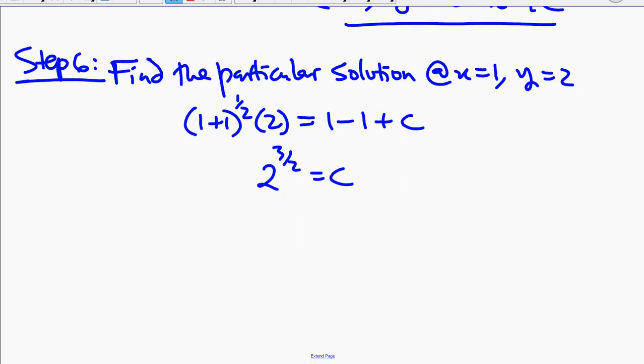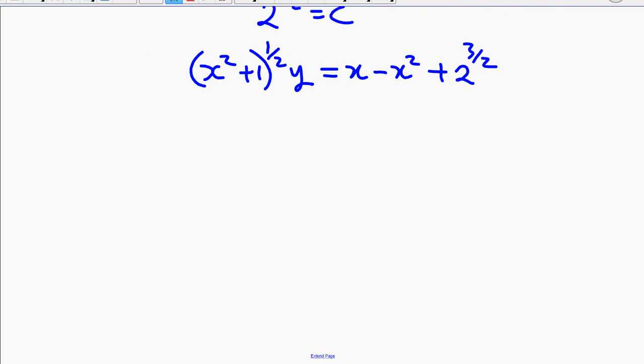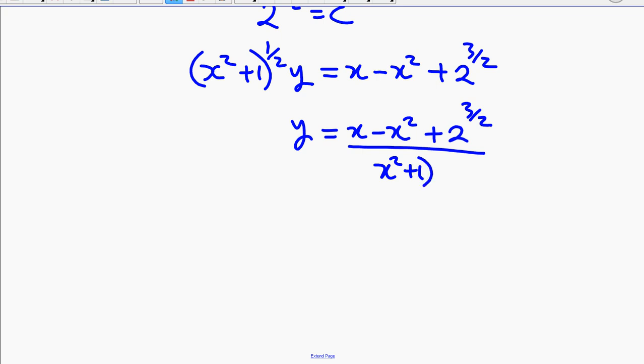So our solution can be written as x squared plus 1 to power a half y is equal to x minus x squared plus 2 to power 3 over 2. Or you can write this as y is equal to x minus x squared plus 2 to power 3 over 2, all this over x squared plus 1 to power a half.